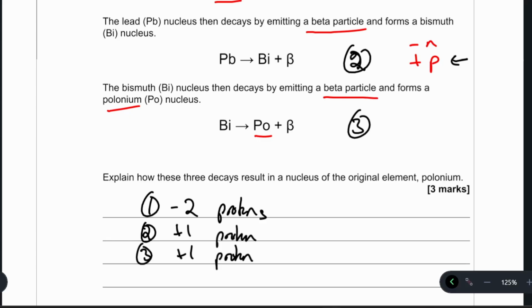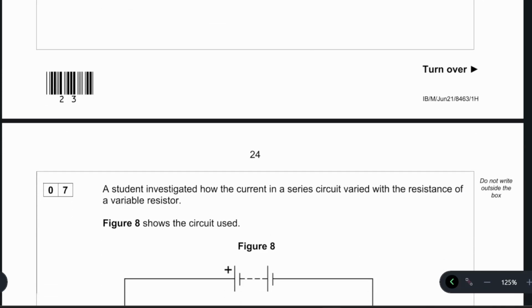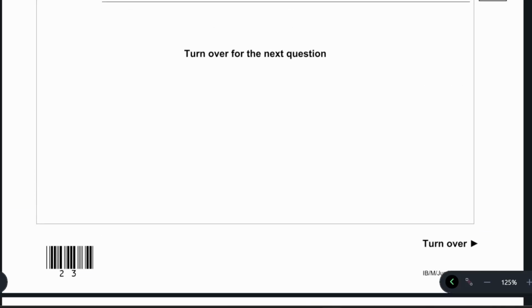So we can see for each of those, what's ended up happening is that the atomic number of the final atom is the same as the atomic number we started off with for the initial atom. Okay, so that should be enough to get the 3 marks. And that's it for question 6.